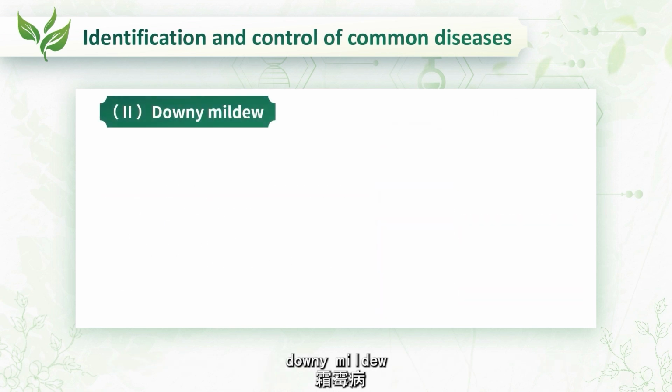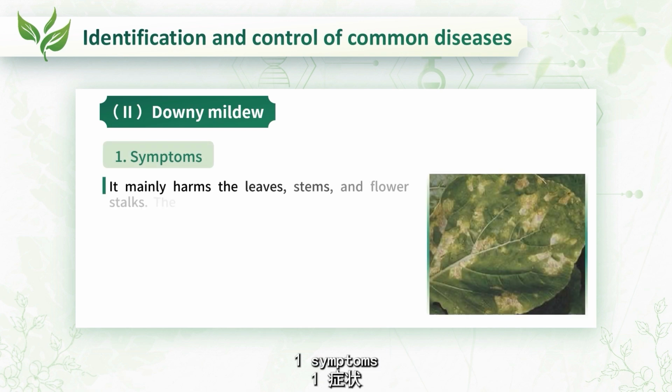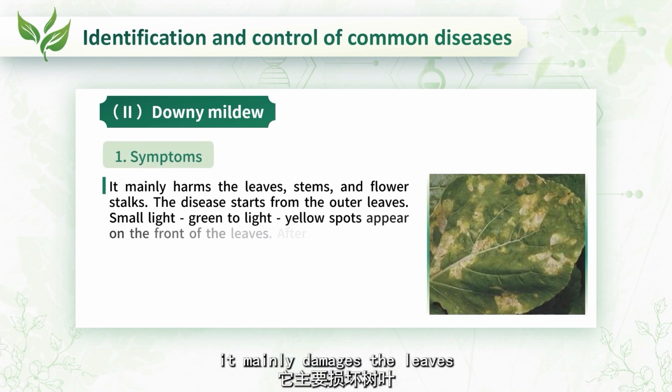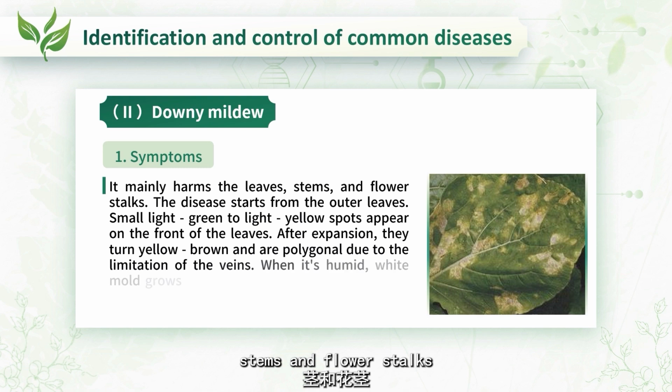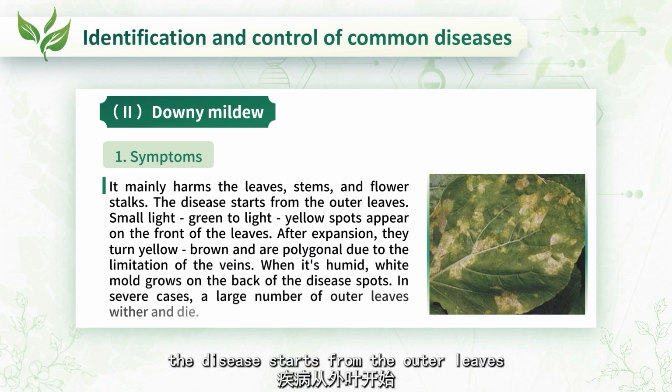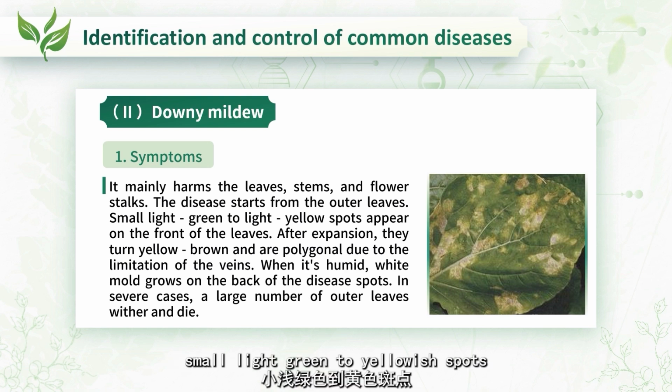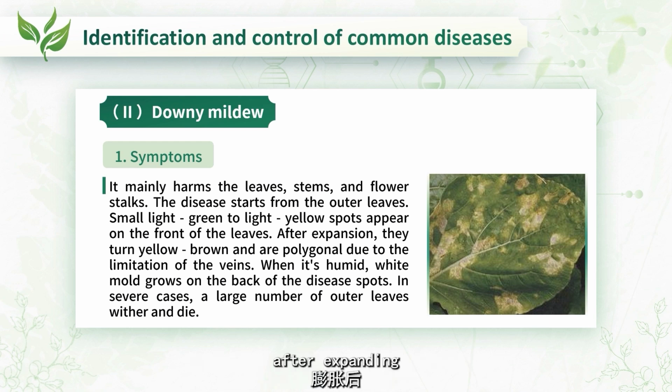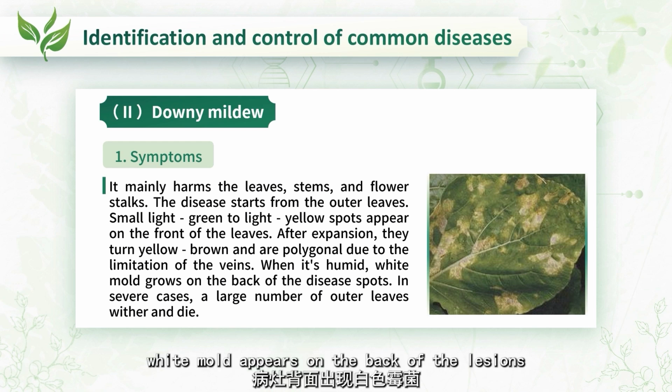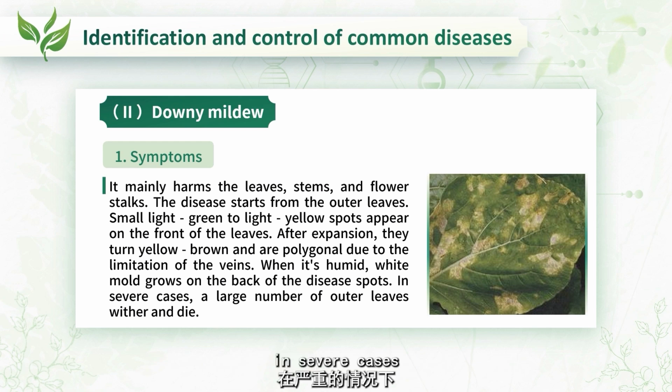2. Downy mildew. 1. Symptoms. It mainly damages the leaves, stems, and flower stalks. The disease starts from the outer leaves. Small light green to yellowish spots appear on the front of the leaves. After expanding, they turn yellow, brown, and form polygonal spots due to the restriction of the veins. When it is humid, white mold appears on the back of the lesions. In severe cases, a large number of outer leaves wither.